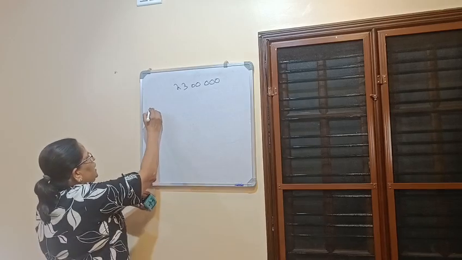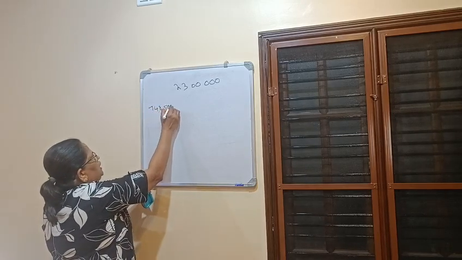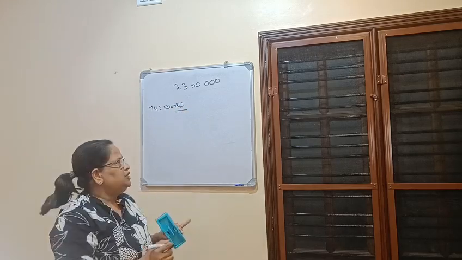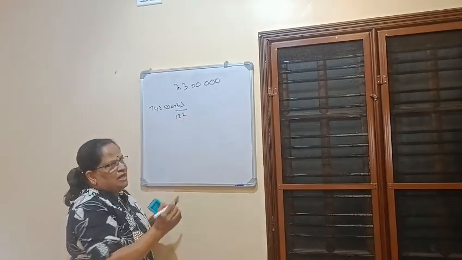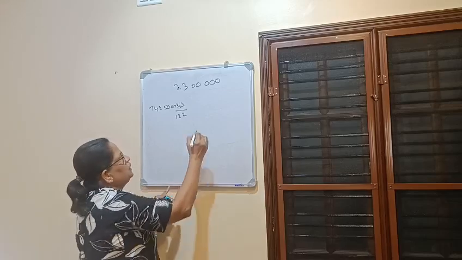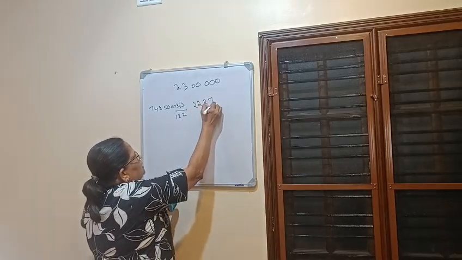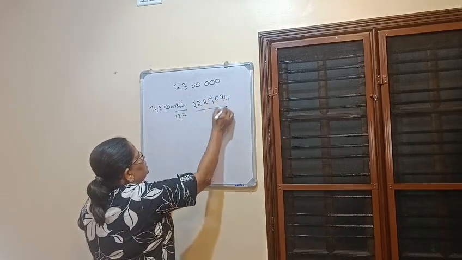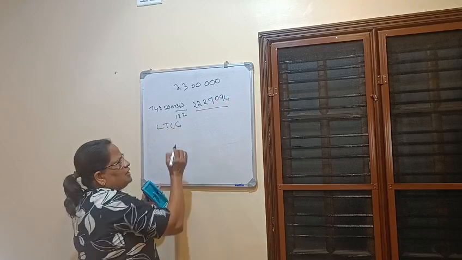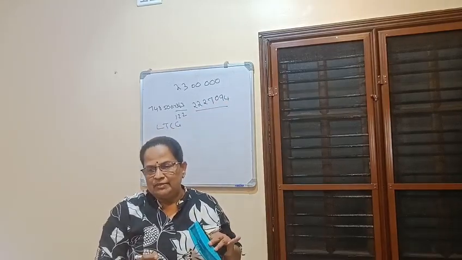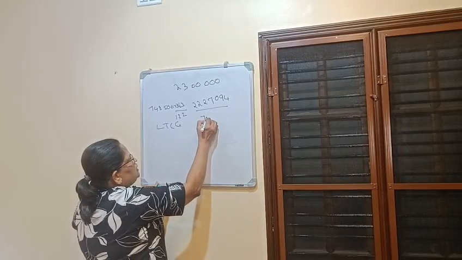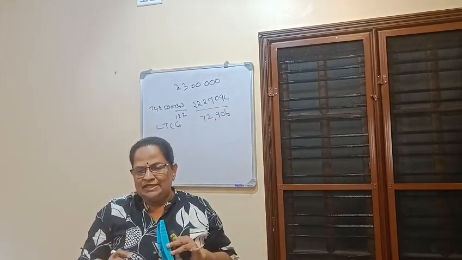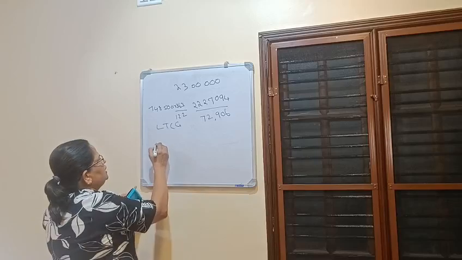7,48,500 into 363 divided by 122. That is the indexed cost. So the value is 22,27,094. So the long-term capital gain, LTCG, is 72,906.